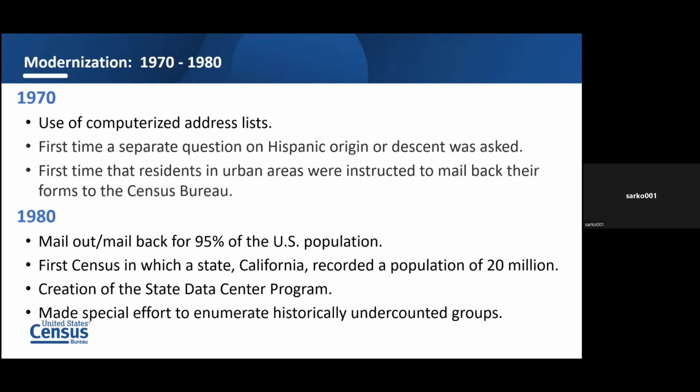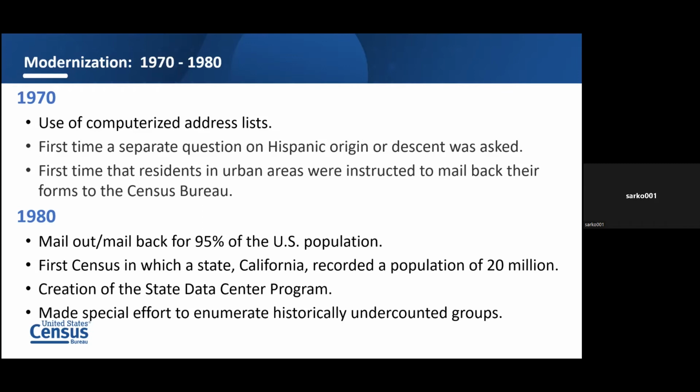On the 1970 census, we computerized the address list called address coding guides. They helped assign census geographic codes to the questionnaires. 1970 was the first time we tested separate questions on Hispanic origin.